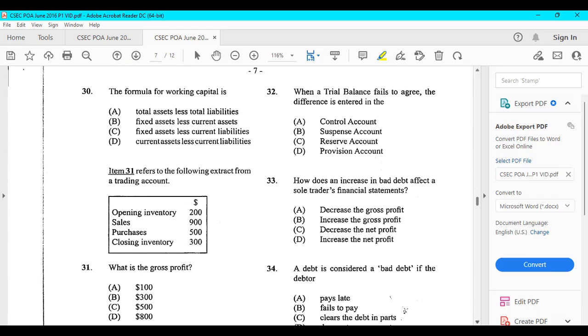And the last question we'll be looking at is number 30. So the formula for working capital, look at that. I just said it. Answer this one, guys. I literally just said it. If you say anything other than D, no, it's D.